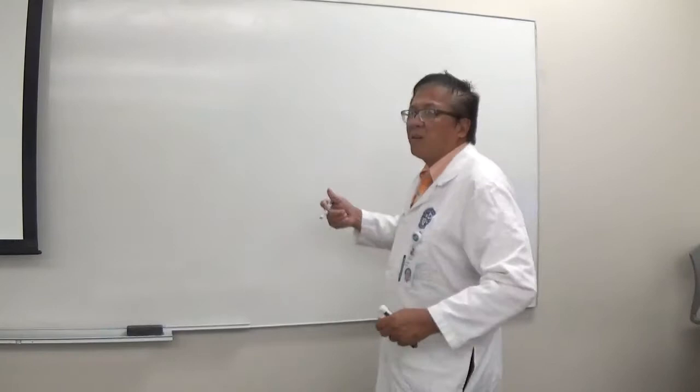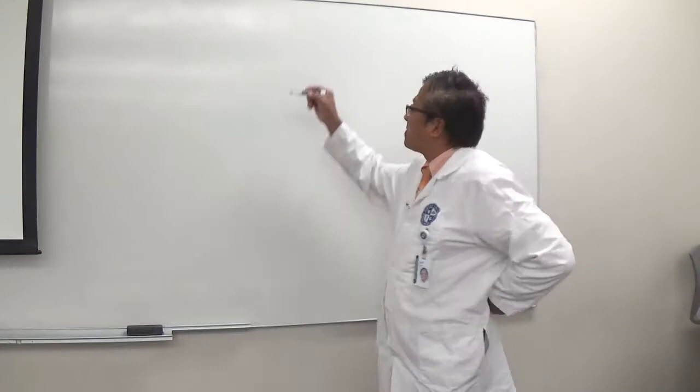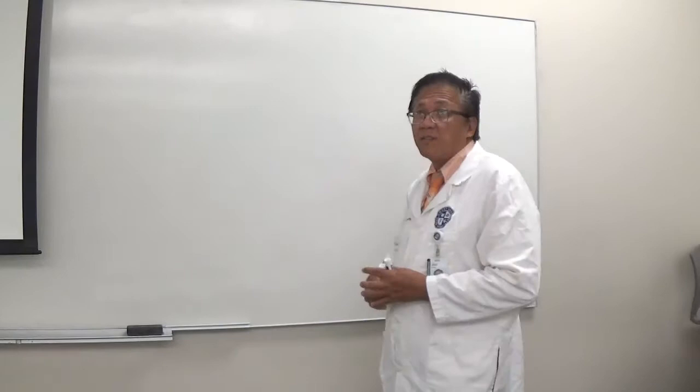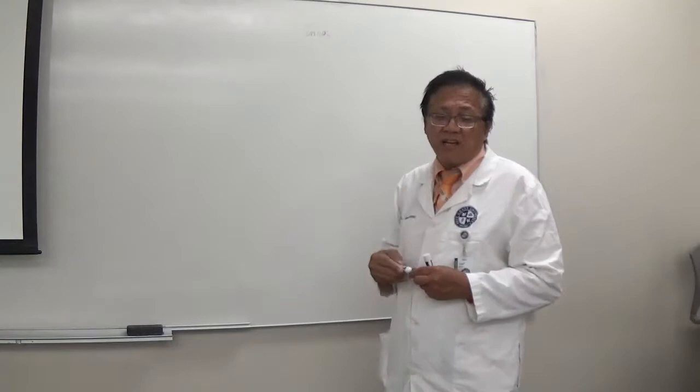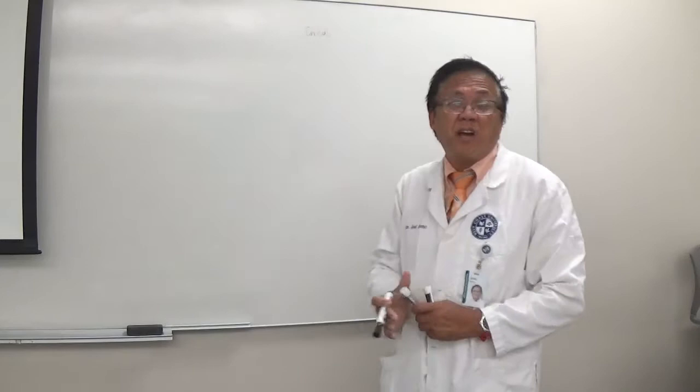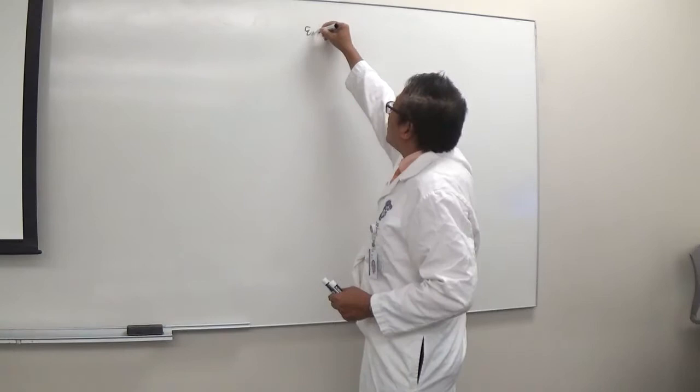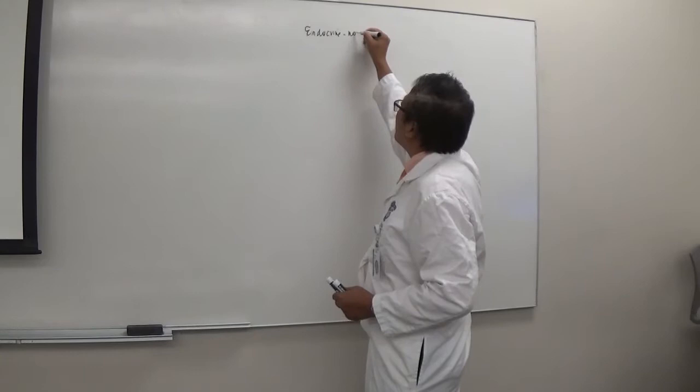Now, as a review, when do we say it's an endocrine organ? When it does not have what? No duct, right? So that's very important to differentiate. Endocrine glands do not have ducts, and therefore, what happens with the hormones that they produce and secrete? Where do they go? Directly into the blood. Okay. Why the bloodstream? To reach its target organs.